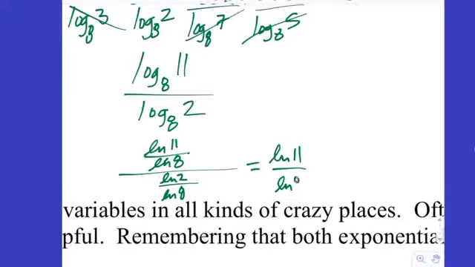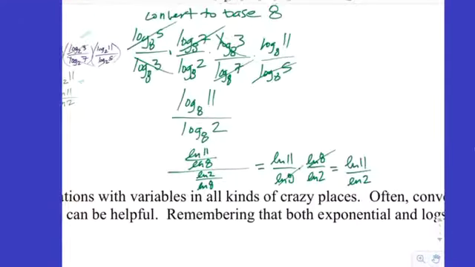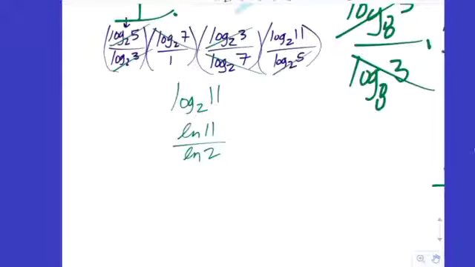Natural log of 11 over the natural log of 8 times the natural log of 8 over the natural log of 2, and the natural log of 8's divide out, and we're left with the natural log of 11 over the natural log of 2, which again is really not any better necessarily than what we had over here. We still have a quotient, we still have 2 logs, but now they look cuter. They're ln instead of log base 8. And of course, if you compare that answer to the other version that we had here, they are equivalent.